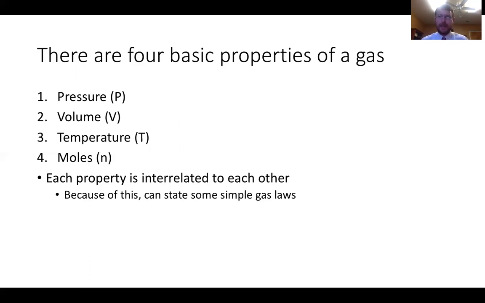Each property, as we'll see, is interrelated to the others. So if you change the pressure, you'll change the volume. If you change the temperature, you'll change the pressure, and vice versa. Because of this, we can test and see some of these basic relationships, and we can put them into what's known as simple gas laws. Simple gas laws are simple because we're only looking at 2 of the 4 basic properties of these gases.